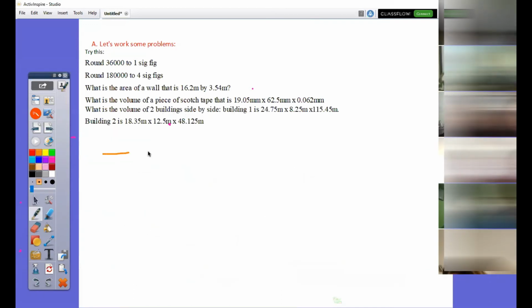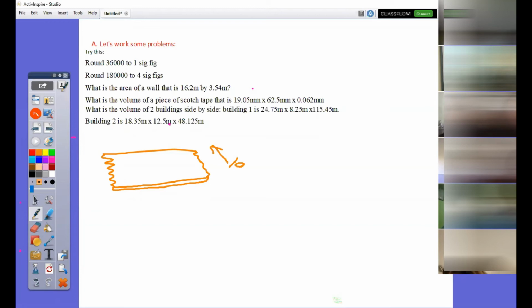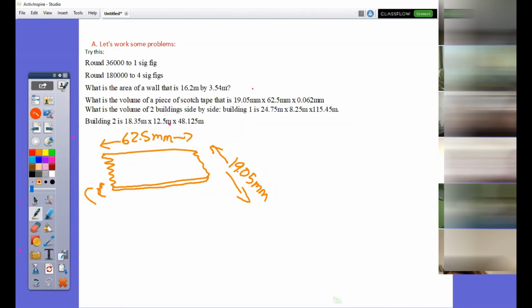Let's try the Scotch tape problem. We have a piece of Scotch tape. Most people don't think of it as being three-dimensional. It's so thin, but it does have a very slight thickness to it. So I want to know what the volume of this piece of Scotch tape is if it is 19.05 millimeters in width, if it is 62.5 millimeters in length, and if the thickness of it is 0.062 millimeters.